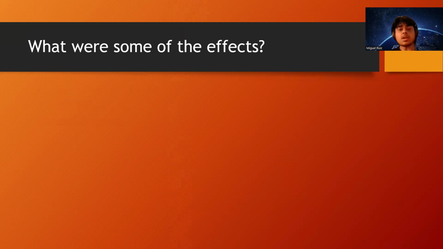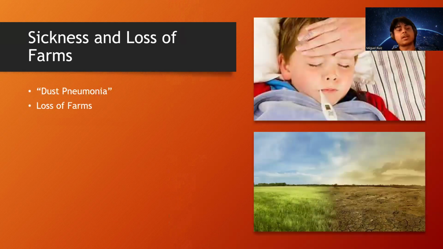Some of the effects were bad. For example, dust pneumonia. Dust pneumonia affected many little children and older adults. What dust pneumonia was, pretty much, was a sickness, silicosis, that clogged up the lungs and killed some of these people. It is estimated that between hundreds to thousands of people died. It's just not known how many died from dust pneumonia.